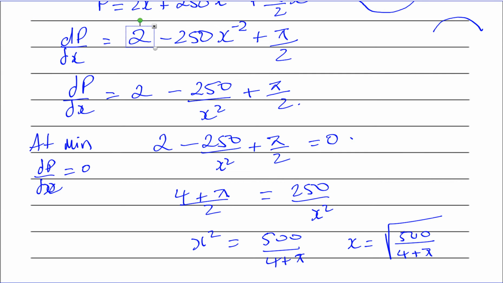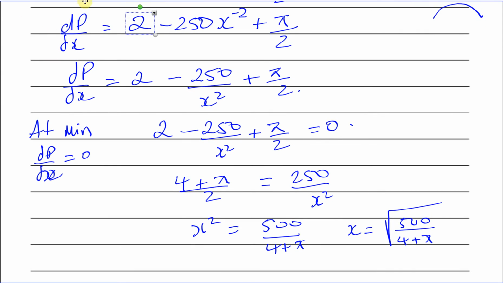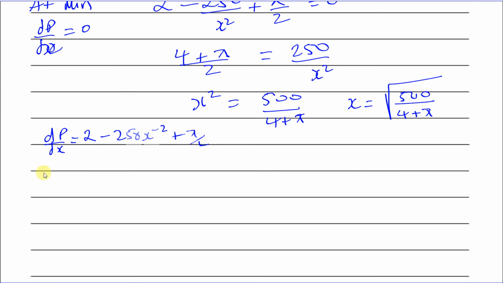Okay, I'll write it down. So I'm going to take this, so it's 2p, it's dp dx is equal to 2 minus, I'll write it in this form so it's easy for me to differentiate again, plus pi over 2. Okay, to justify that it's a minimum or a maximum, what you have to do is find the second differential. So I've got to differentiate this again with respect to x.